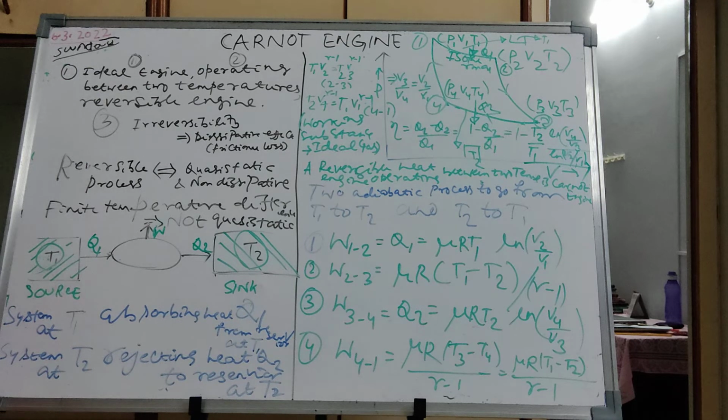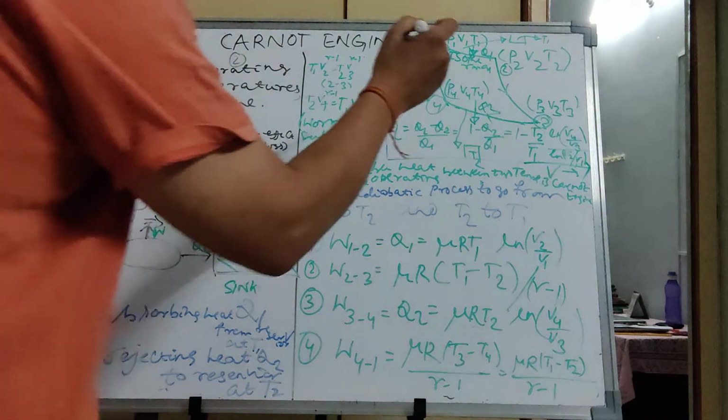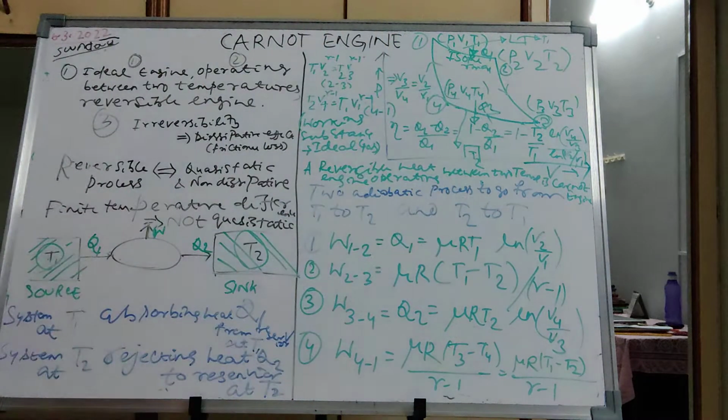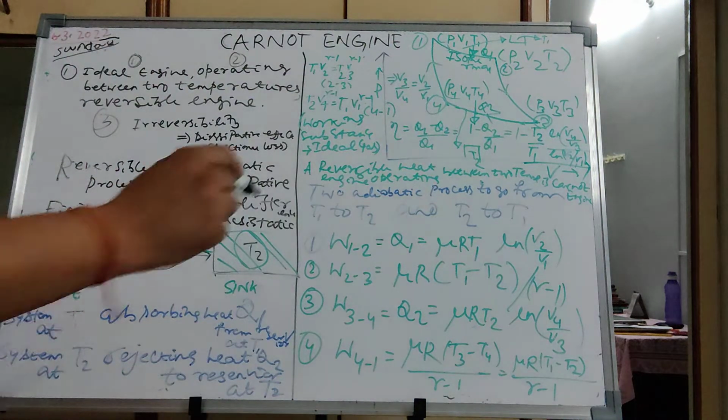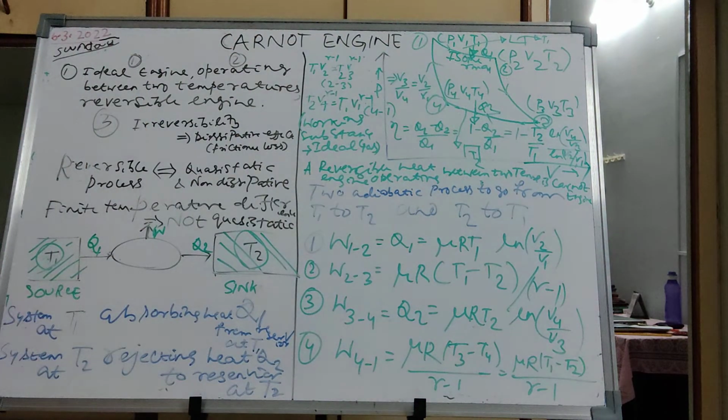Okay. So with that, let us draw the PV diagram of the Carnot cycle. We know it contains four processes. From 1 to 2, it is isothermal expansion. From 2 to 3, it is adiabatic expansion. From 3 to 4, it is isothermal compression. From 4 to 1, it is again adiabatic compression. So now our aim is to derive the efficiency of a Carnot engine. You should be able to derive it.